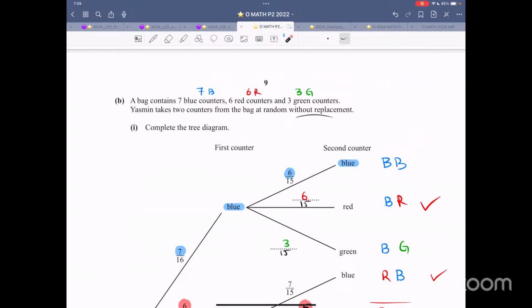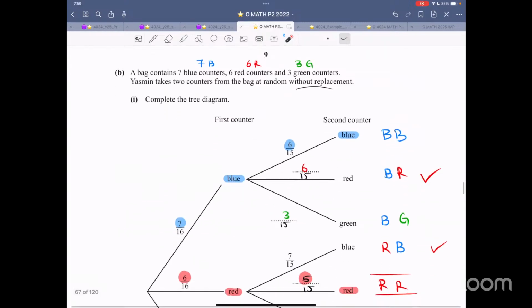Another question, that is about without replacement. I hope everything is set. Let me just double check. Okay, now it says a bag contains some blue counters, some red counters, and some green counters. Yasmin takes 2 counters from the bag without replacement. Complete the tree diagram. 7 plus 6, that is 13.